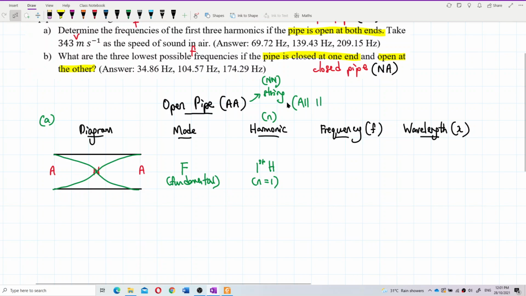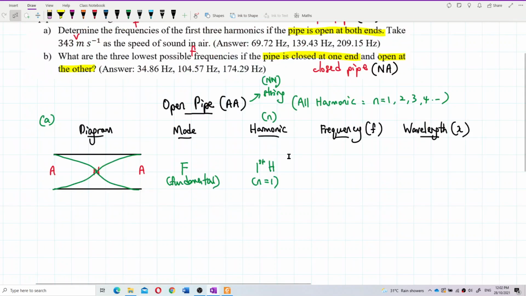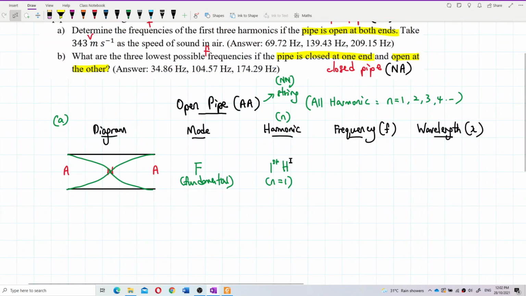This is the most important. All harmonics means that n has all values: 1, 2, 3, 4, and so on. So for the string and the open pipe, they are all harmonic, meaning they have all numbers of n. This is important: only the closed pipe has odd harmonics, which is 1, 3, 5, and so on, only odd numbers of n. So the open pipe has all harmonics.